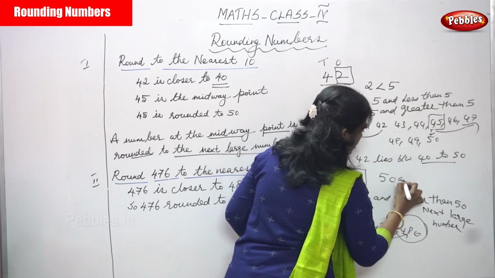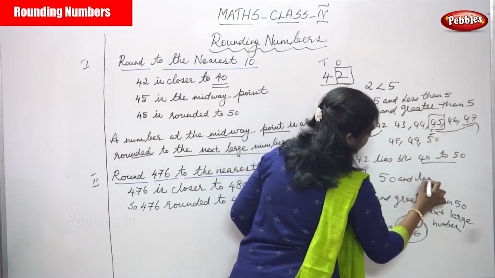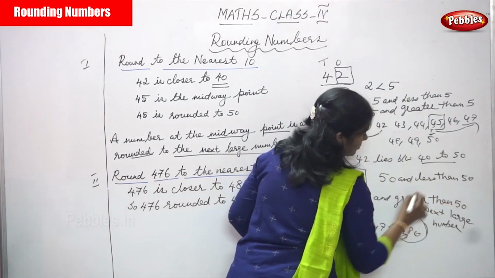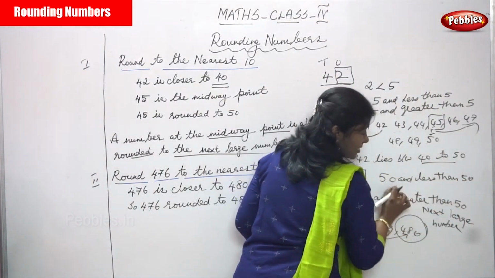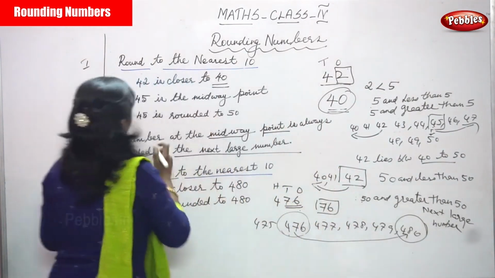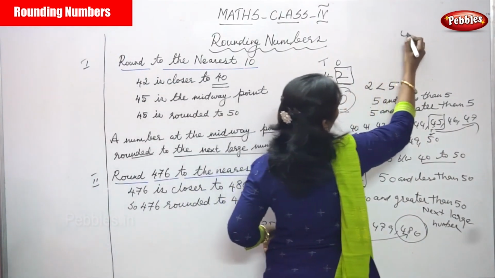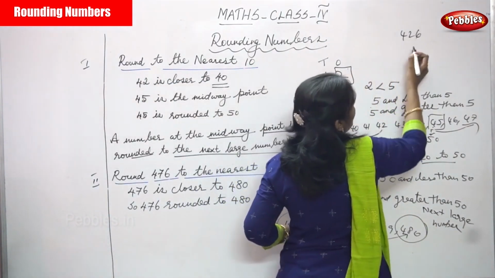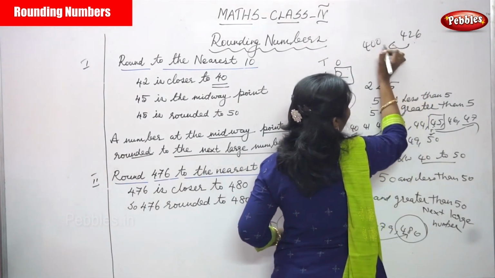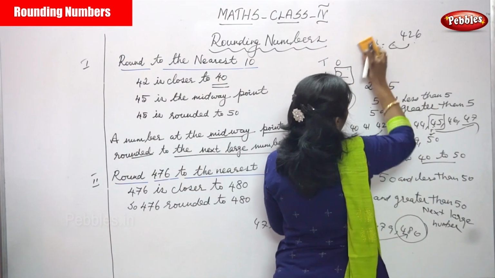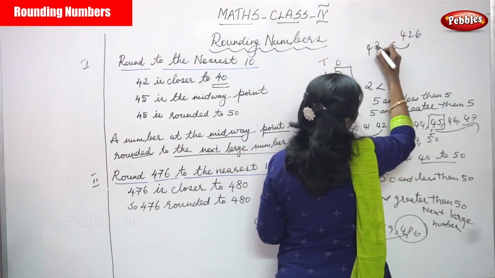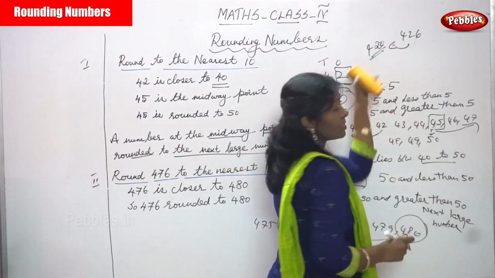And less than 50 means you have to consider the forward direction. For example, I'll tell you here, 426. It is less than 450, so closer to 400. So 426 rounded to the nearest 10 is 420. So 420 is the right answer for this question.